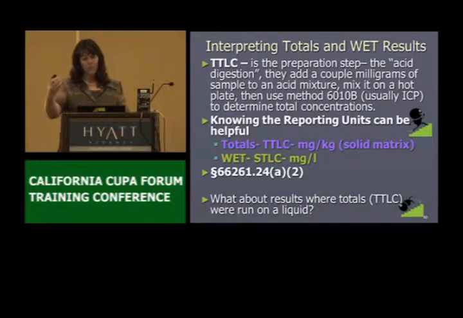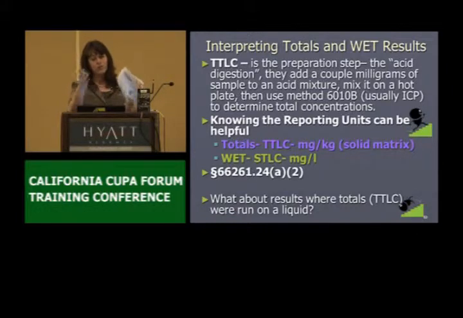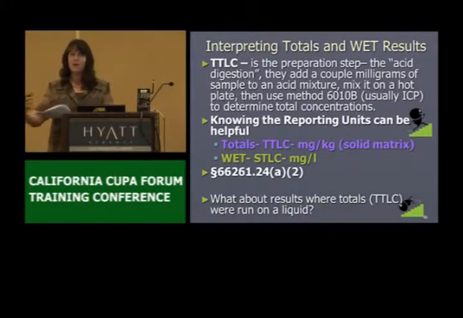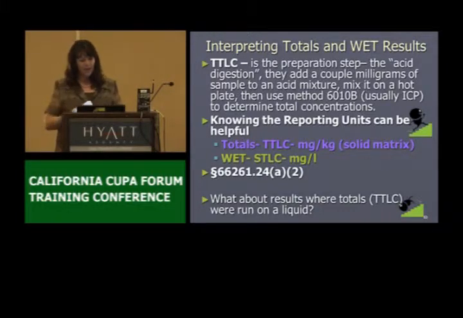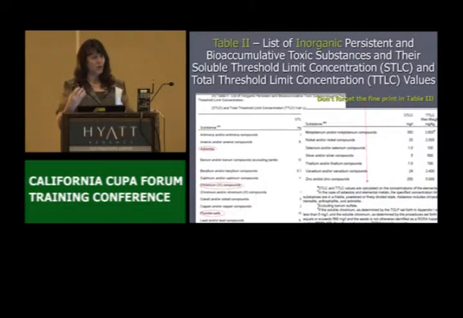It ended up being a good outcome for that facility. It was all good in the end. It worked out. So anyways, knowing those reporting units, usually you'll see TTLC, the totals, is going to be milligrams per kilogram. Your liquids and your STLC values are going to be milligrams per liter. And that kind of gives you a clue.